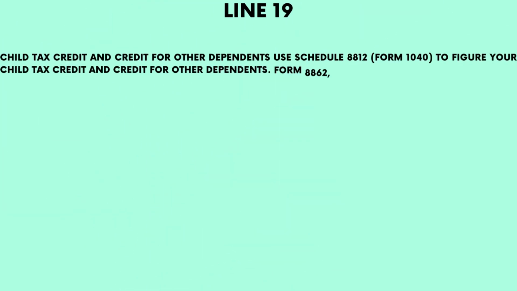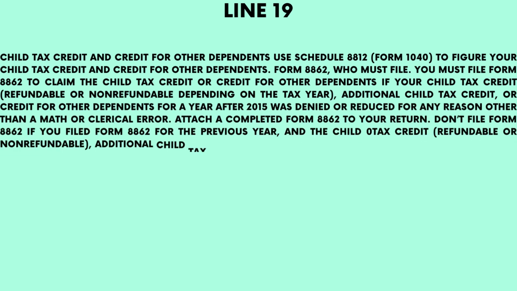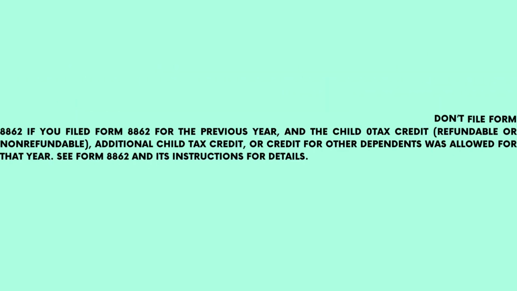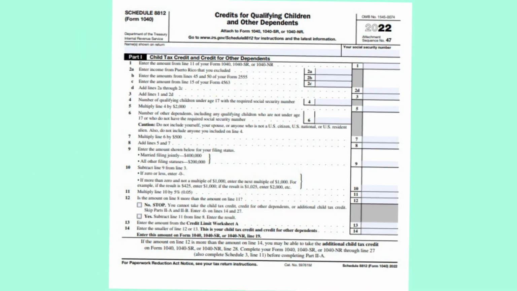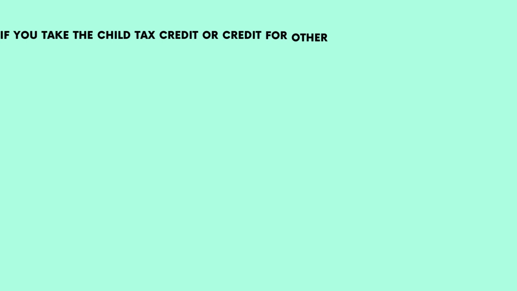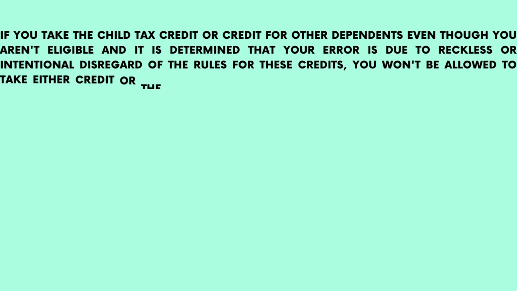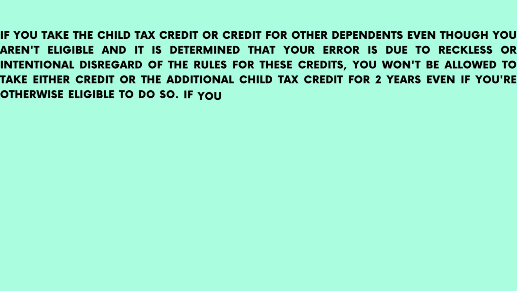Line 19. If you claimed the Child Tax Credit, you must use Schedule 8812. You must file Form 8862 if for any reason you were not allowed the credit for the previous year. If you take the child tax credit and it is determined that it was an intentional error, you won't be allowed to take the credit for 2 years even if eligible.